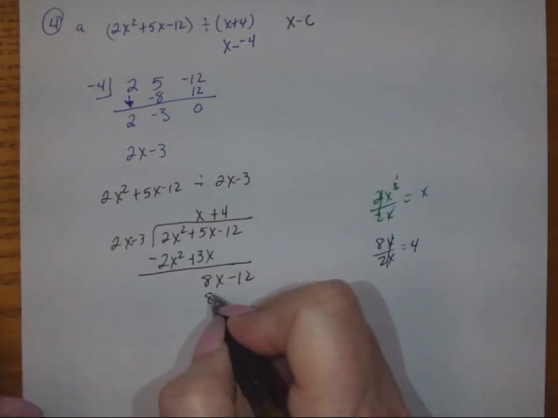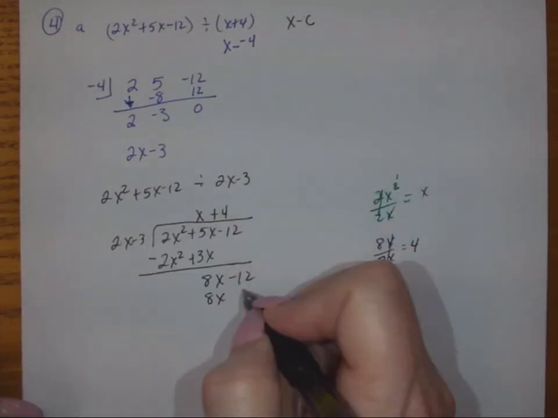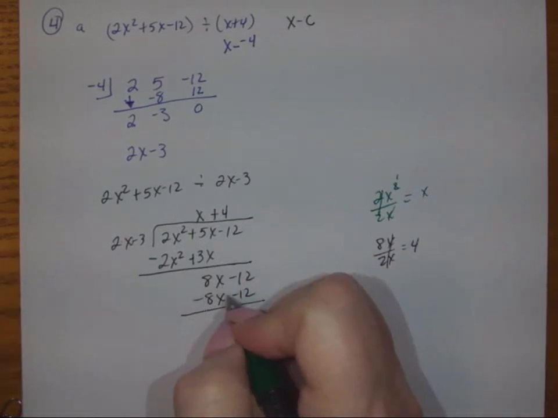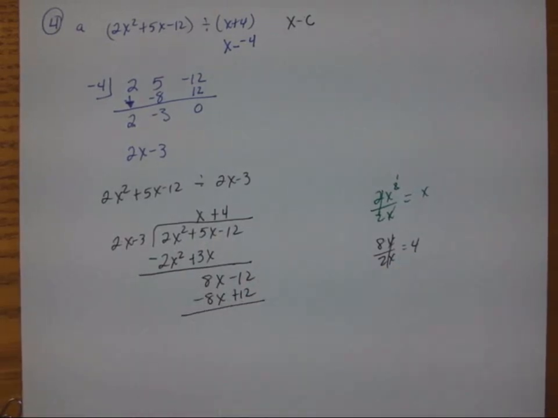4 times 2x is 8x. 4 times negative 3 is negative 12. Draw the line. Change both signs because whenever you're doing long division, you are subtracting them. We just didn't always write it when we do the numbers. And we end up with a 0 here as well. So same problem. I just reversed the numbers we were using, and this one we did long division.